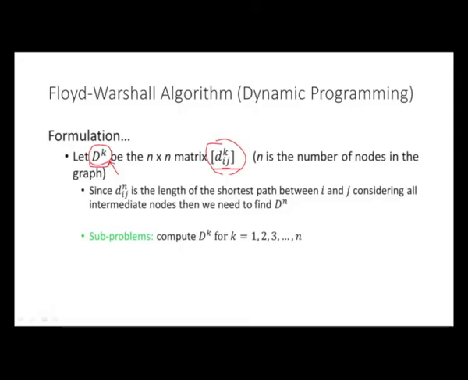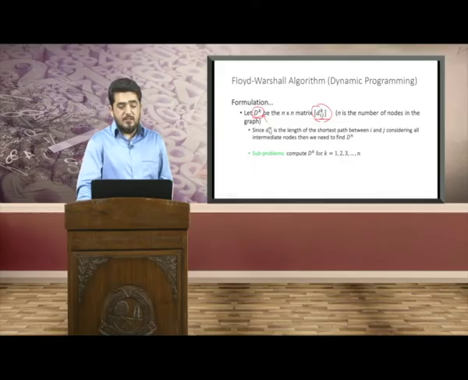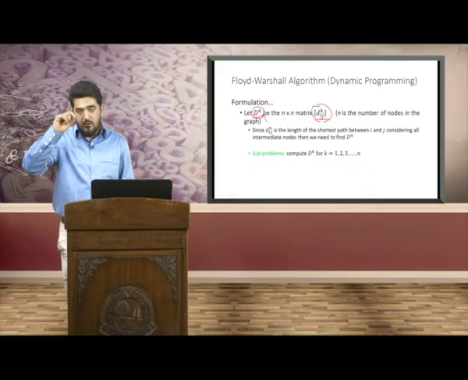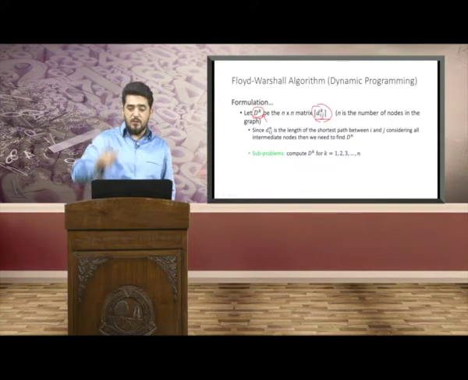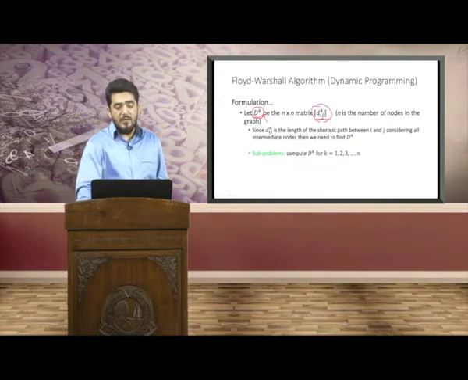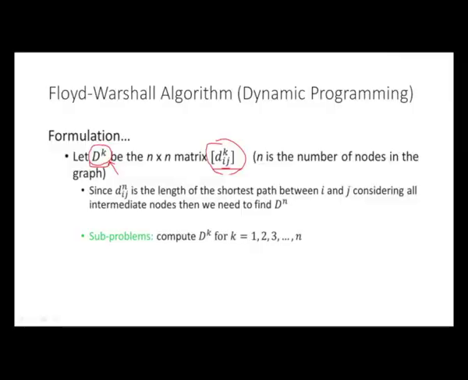Now, since we are considering this d n of i comma j as the length of the shortest path from i to j, considering all intermediate nodes, we obviously need to find d superscripted by n. So, the final solution would be not to find intermediate d k, where k is 1, 2 or 3, but we need to find d superscripted by n for all nodes in the graph.